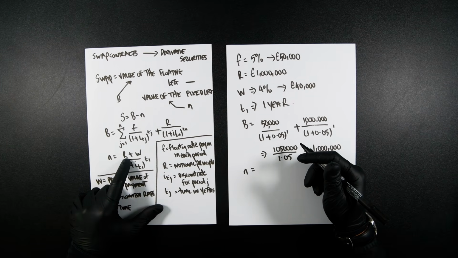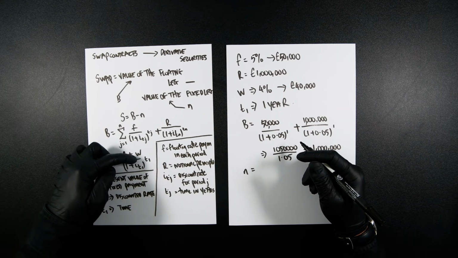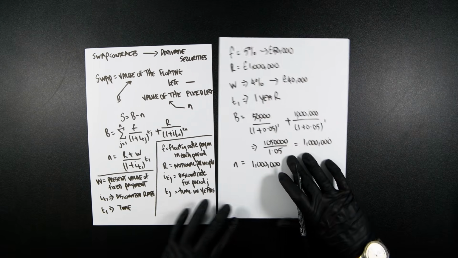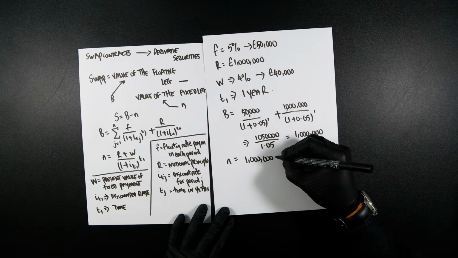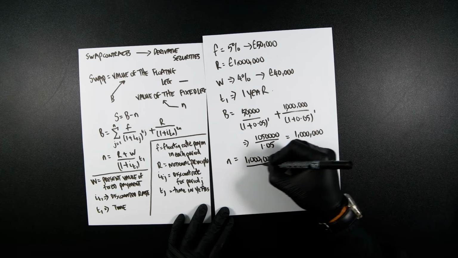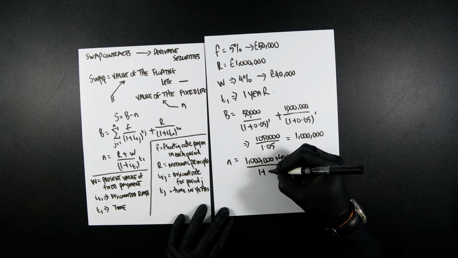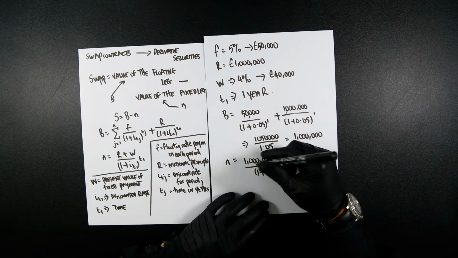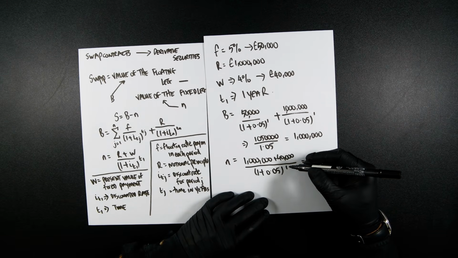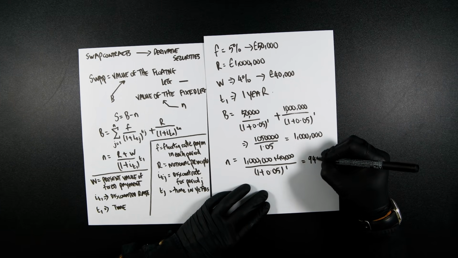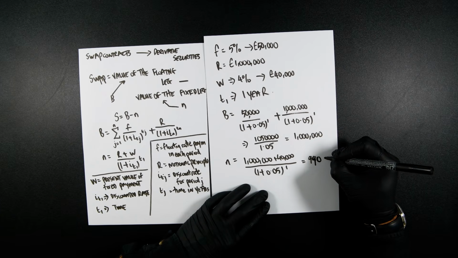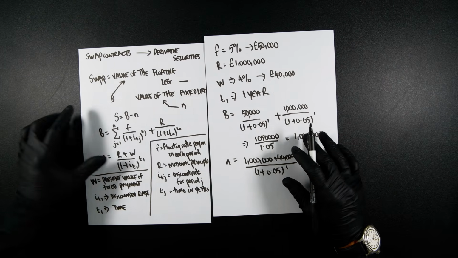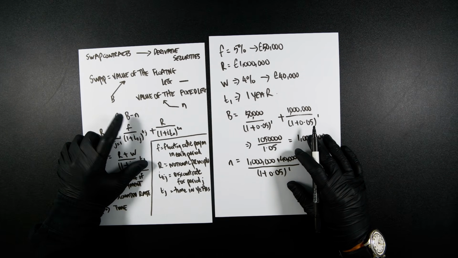Then N is going to now be this one. So we're going to take the notional principal and add it to the present value of the fixed payment. So that's going to be 1,000,000 plus 40,000. Divide that by 1 plus 0.05 all to the power of 1. That's going to be 1,040,000 divided by 1.05. So that's going to be 990,476.